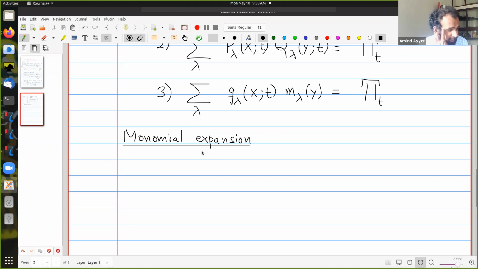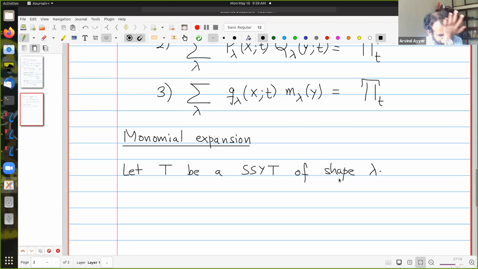So I want to explain that. Recall that in Amri's lectures he had defined semi-standard Young tableau. Let T be a semi-standard Young tableau, which I'll denote SSYT of shape lambda, which means that it's a filling of the Young diagram of lambda with positive integers, which are weakly increasing in rows and strictly increasing down columns. I'll give examples.